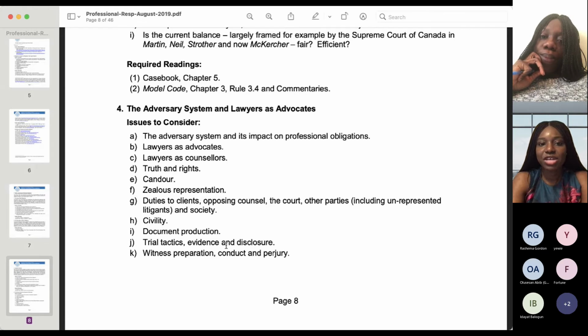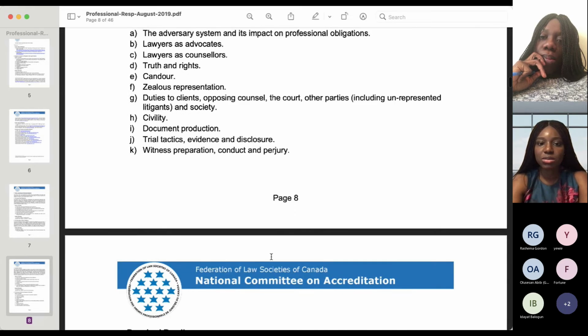So trial tactics, evidence and disclosure, witness preparation, conduct and perjury, all of this is bullet pointed, and it tells you what exactly you need to do. It's a list of things that you must abide by. Okay, when you're reading this in your notes, make sure that you're also cross-reading it in the model code. If they say open rule 7.2, open rule 7.2, read what the rule says as you're reading your notes as well. It's going to help you so that when you're responding with that particular section in the exams, you know what rule is applicable and why it's applicable. Okay.